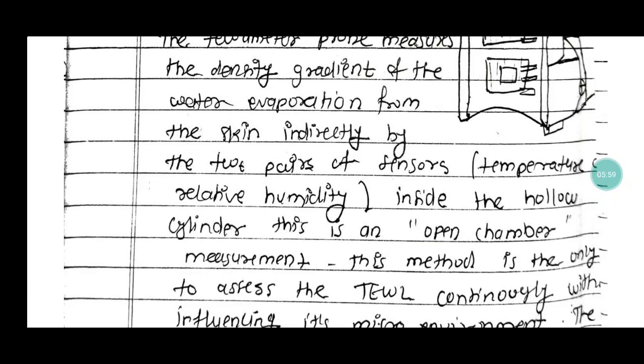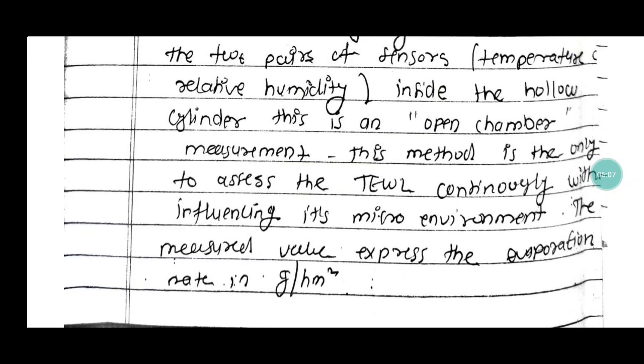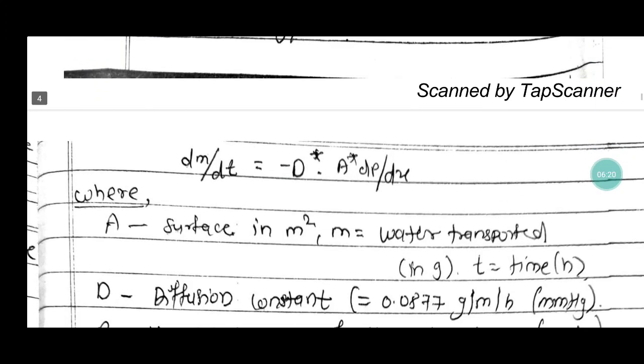Inside the hollow cylinder, this is an open chamber measurement. This method is the only one to assess the TEWL continuously without influencing its microenvironment, and the measured value expresses the evaporation rate in grams per hour.